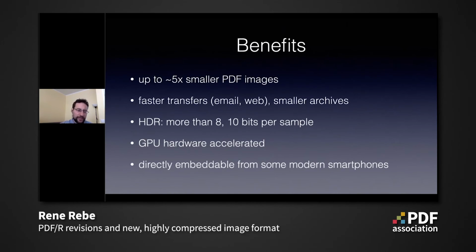What are the benefits? Benefits are, on average, depending on the use case, up to plus minus 5 times smaller PDF images. Faster transfers, of course: the smaller the file, the faster your email sends, your web download loads, so smaller archives. HDR more than 8 or 10 bit per sample. At times, GPU hardware accelerated, depending on which codecs we choose and support, and hopefully future GPUs support JPEG XL directly, and directly embeddable from some modern smartphones. We are currently in the working group looking at supporting JPEG XL and AVIF, and some Google-based and Android-based smartphones already support AVIF photographs, so those could be directly reused.